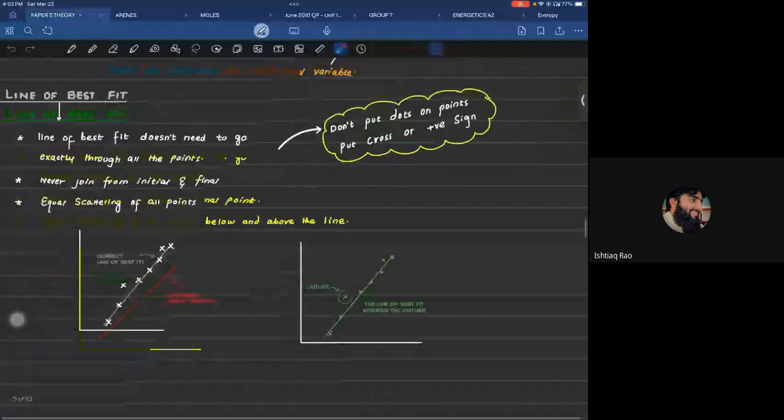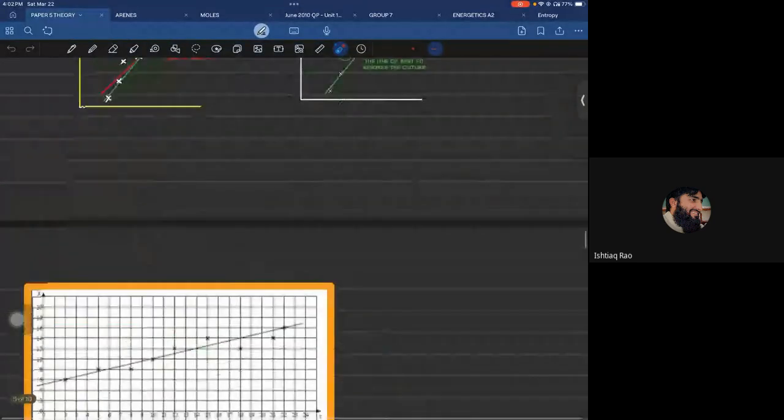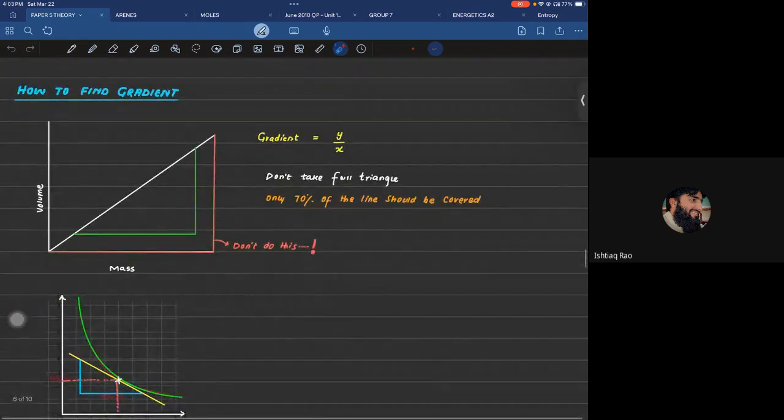In the last class we were discussing how to do paper 5, the ATP paper. We were doing a question in which we were finding the gradient of a given data, and also how to draw the best fit line. This is how we can find the gradient of any line.